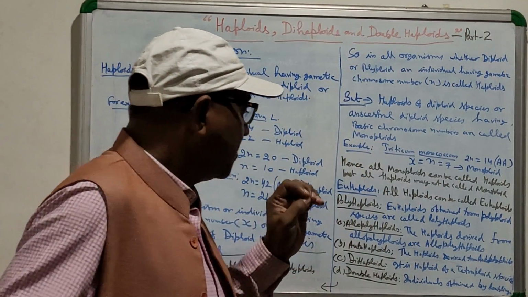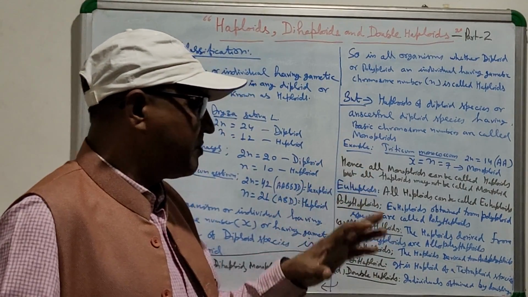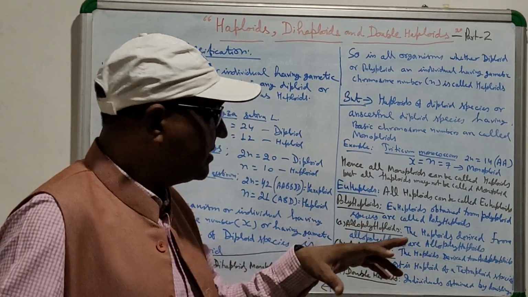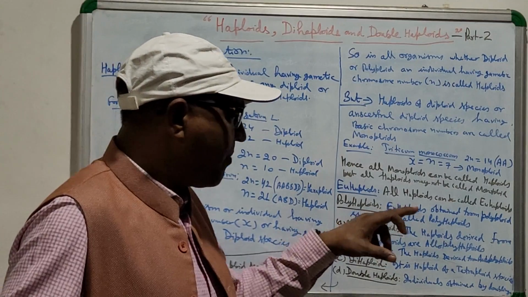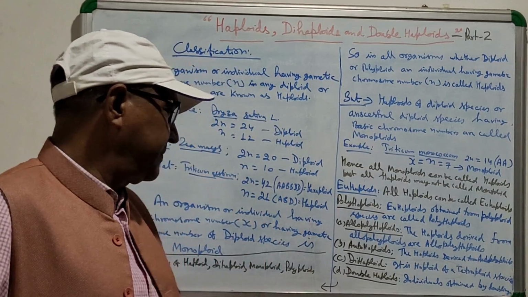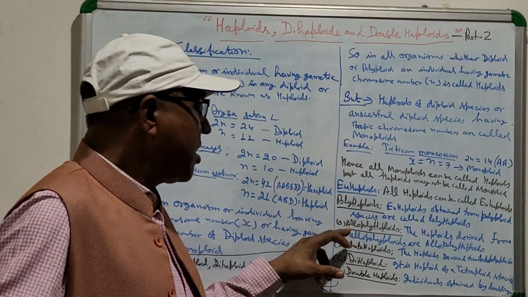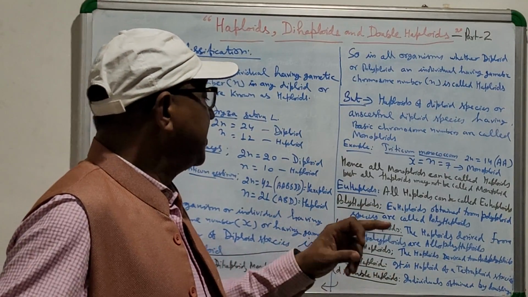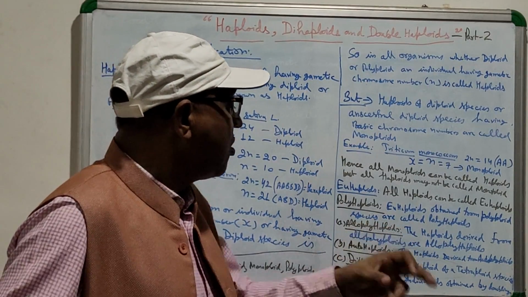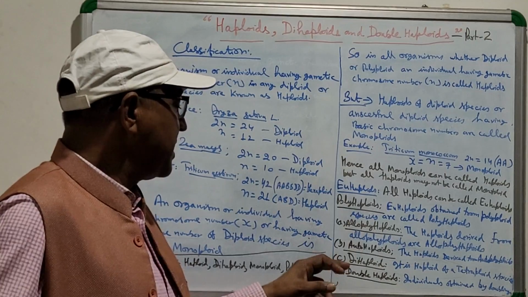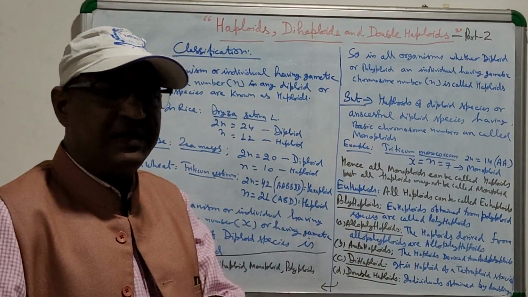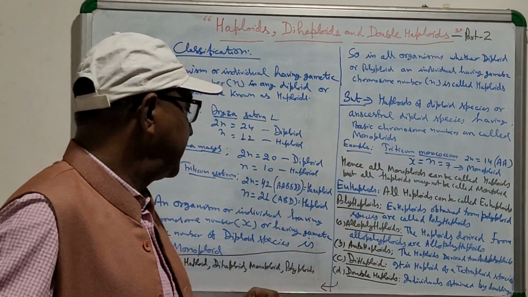Now, euhaploid: all haploids can be called euhaploids. Euhaploids obtained from polyploid species are called polyhaploids. Among polyhaploids, allopolyhaploids are the haploids derived from allopolyploids. Similarly, autohaploids are the haploid plants derived from autopolyploids.